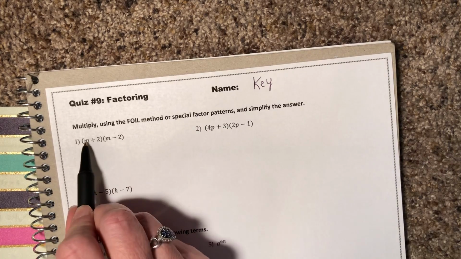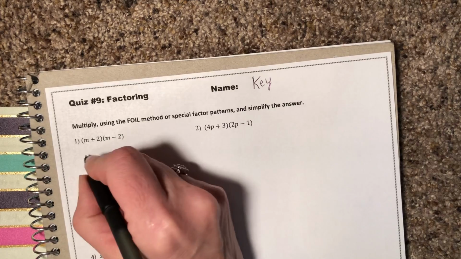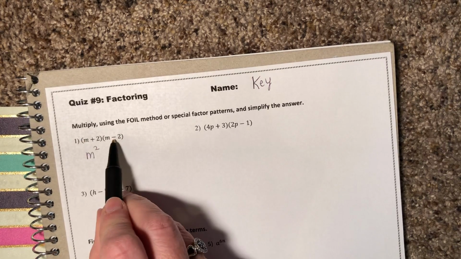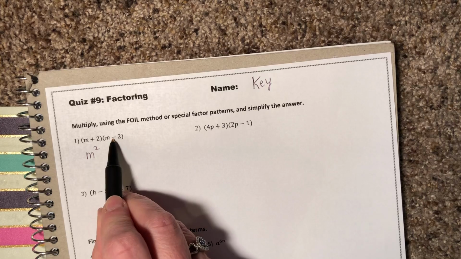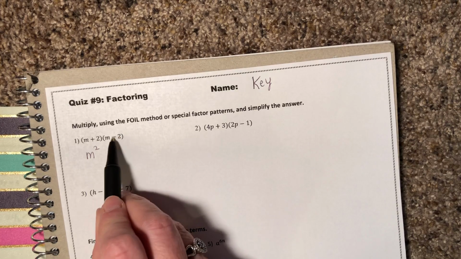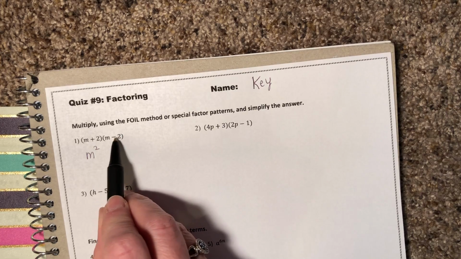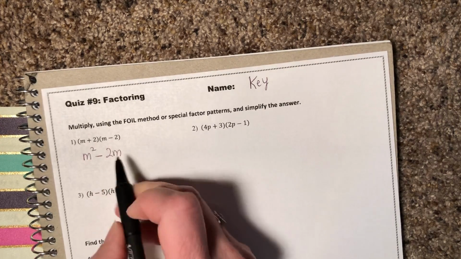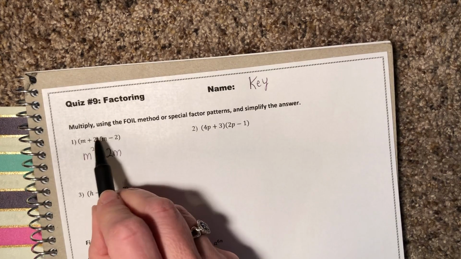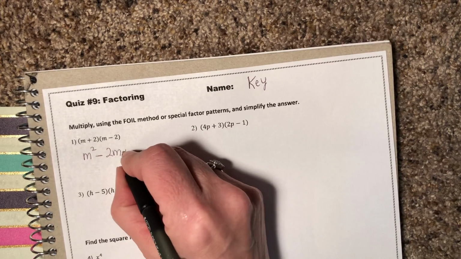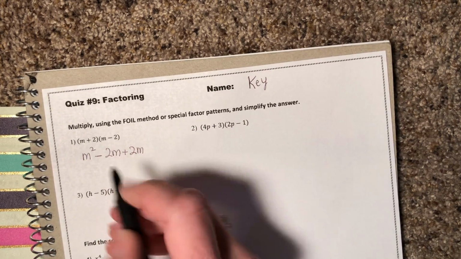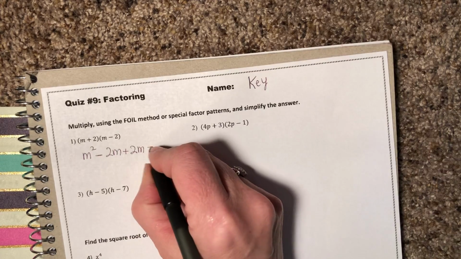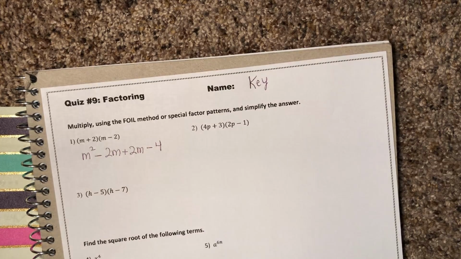So the first means m times m squared. The outer means -2. Now this subtraction sign in front of the number means that number is negative. So -2 times m, -2m. The inner is 2 times m, it's positive 2m. And then the last is 2 times -2, -4.